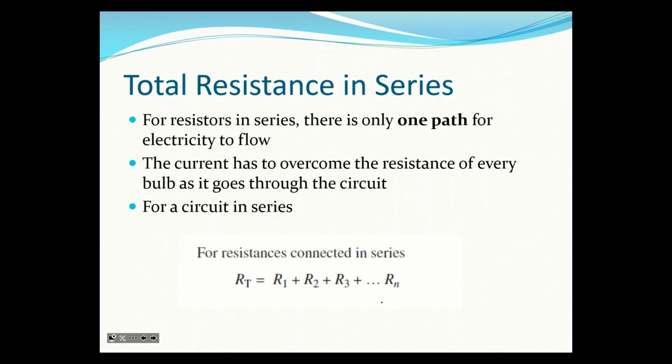I'll talk about it when we do it. This is resistance total, and this Rn means we can have as many resistors as we want. We can have 1, 2, 3, or 20. We just add them all together.